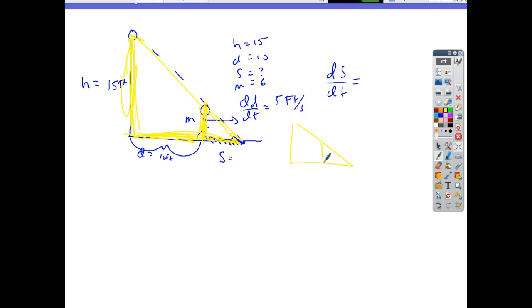But now you do, right? It's this is to this as this is to this. So we need to write that equation. You ready to write that equation?